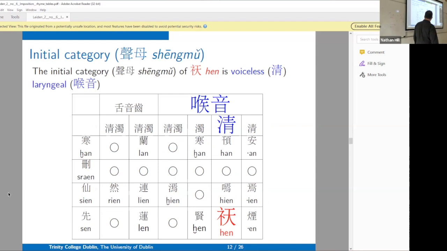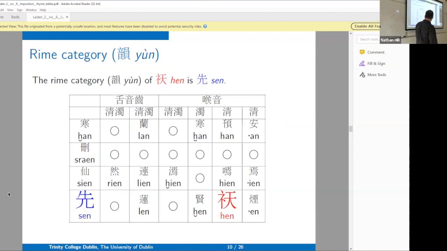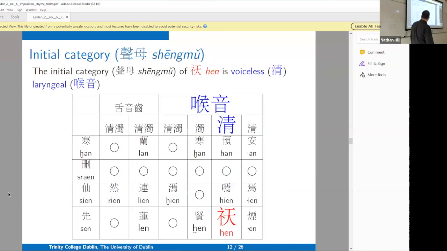So now let's look at this. So this hen character, it's in the sun rhyme. And now we look at its initials. We go up, and then you see it's ching. That means it's voiceless, unaspirated. And it's poying, which means that it's some kind of laryngeal. So it's a voiceless, unaspirated laryngeal.